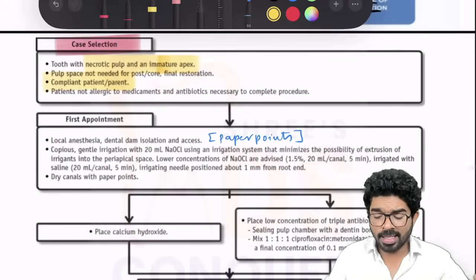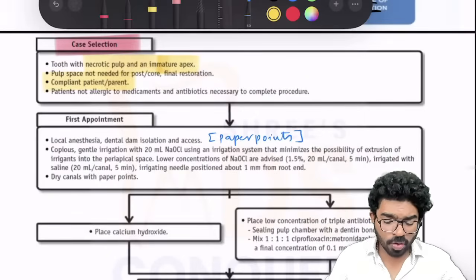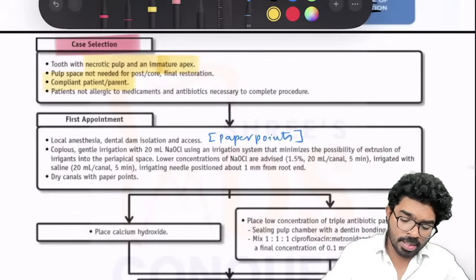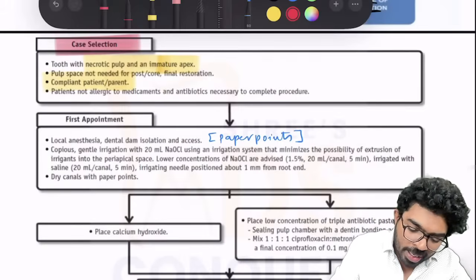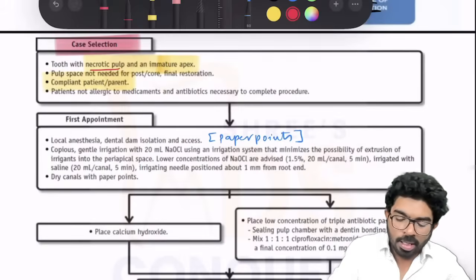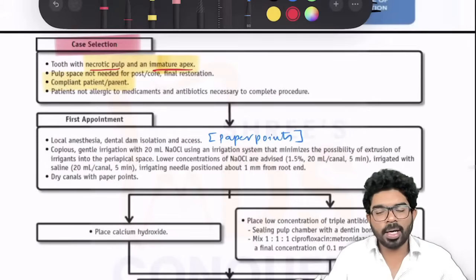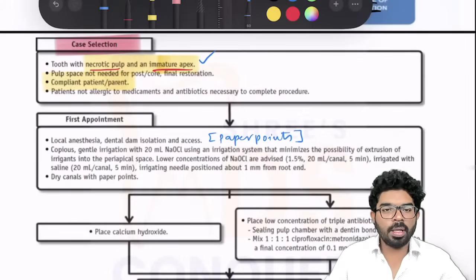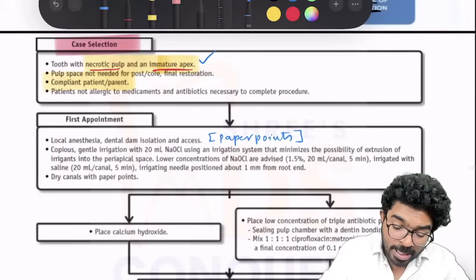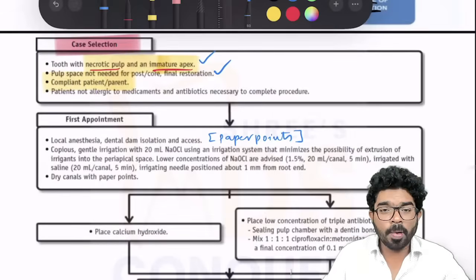So now I have a case. Which case do I have to go for regenerative endodontics? A criteria was given. I told you regenerative endodontics is done in non-vital teeth, necrotic pulp, in an open apex. That is the most important thing. Whenever you have an open apex case with a necrotic pulp, you are going to do regenerative. Pulpal space that does not require post and core or final restoration.